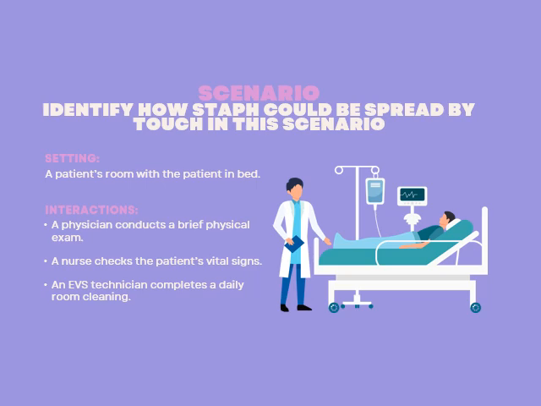Can you think of different reservoirs and pathways for staph to have been spread in this scenario? Think broadly as you recognize the possible risks and jot them down in your participant booklet.